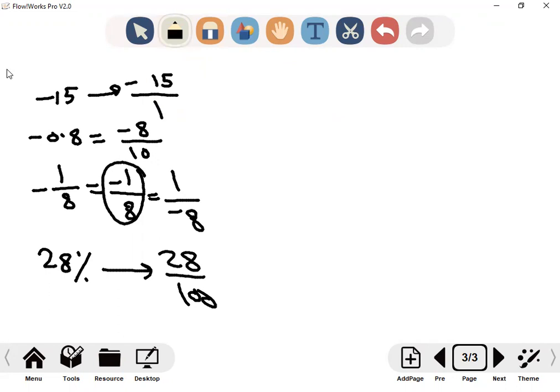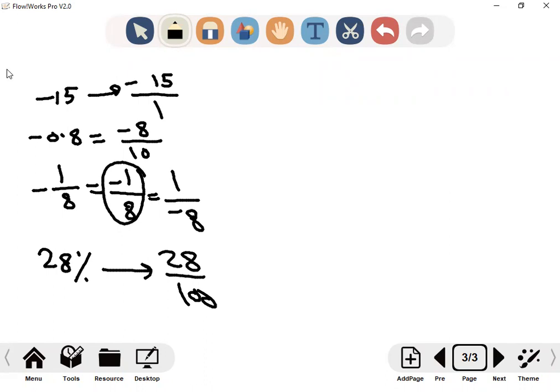Right. Now let's go to example 1. Write fractions as what? As decimals. How do we write a fraction as a decimal? We use long division. To turn the fraction to decimal, what do we use? Division.